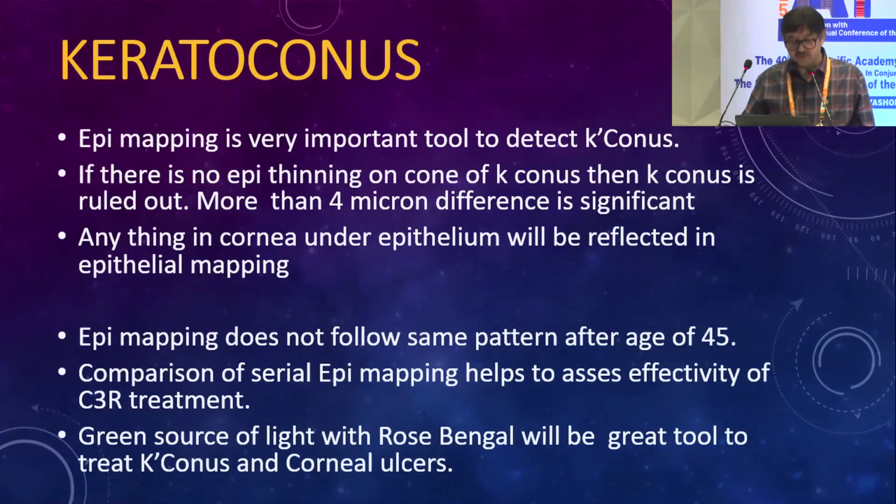Third one is keratoconus. Epithelial mapping is a very important thing. If there is no thinning over the cone, that means the keratoconus is not existing. Epithelial mapping does not follow the same pattern after the age of 45. Comparison of epithelial mapping pre and post C3R will help us judge the effectiveness of the treatment, and a green source of light with rose bengal will be a great tool for keratoconus in future. We have already done about 10 cases of keratoconus with brilliant results and K flattening up to 5 to 6 diopters.